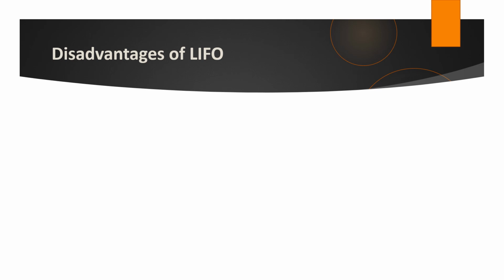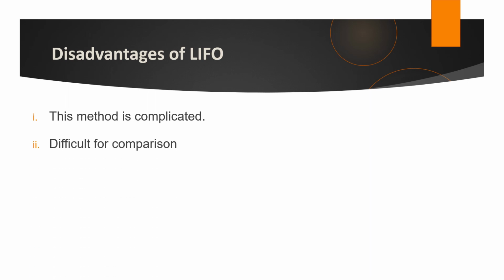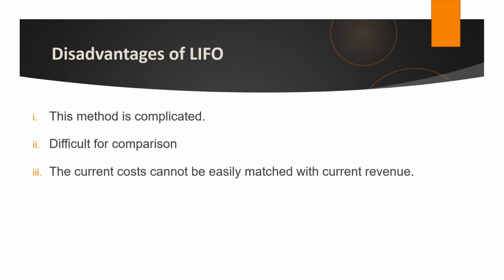Even though there are many advantages, there are some disadvantages too. The first one is when the rate of material receipts is highly fluctuating, this method becomes complicated. At the same time, when the cost of batches varies greatly, it's difficult to do comparisons of interfirm and intrafirm. Also, unless the purchases and sales occur in equal quantities, the current cost cannot be easily matched with the current revenue.